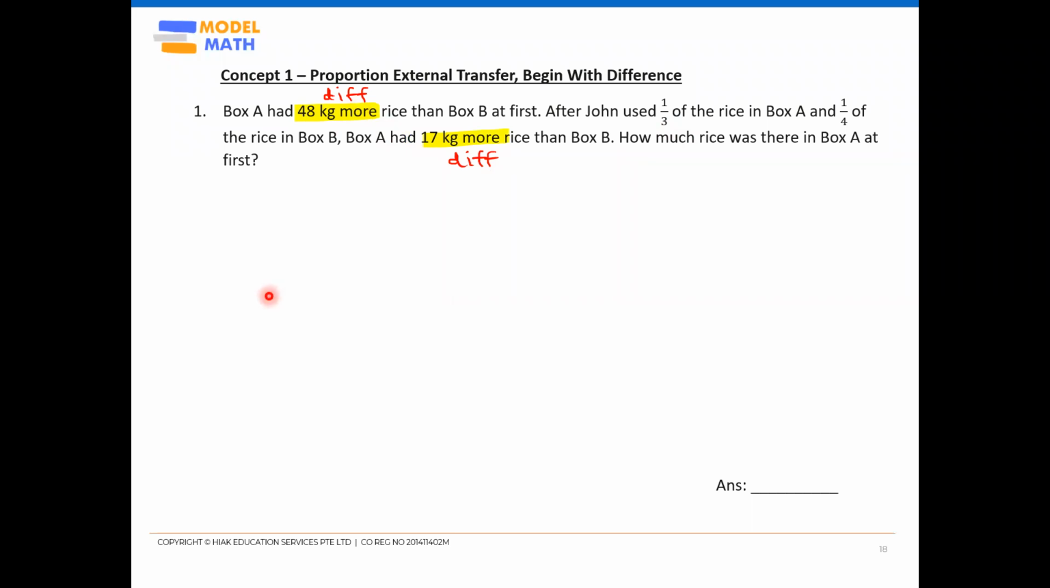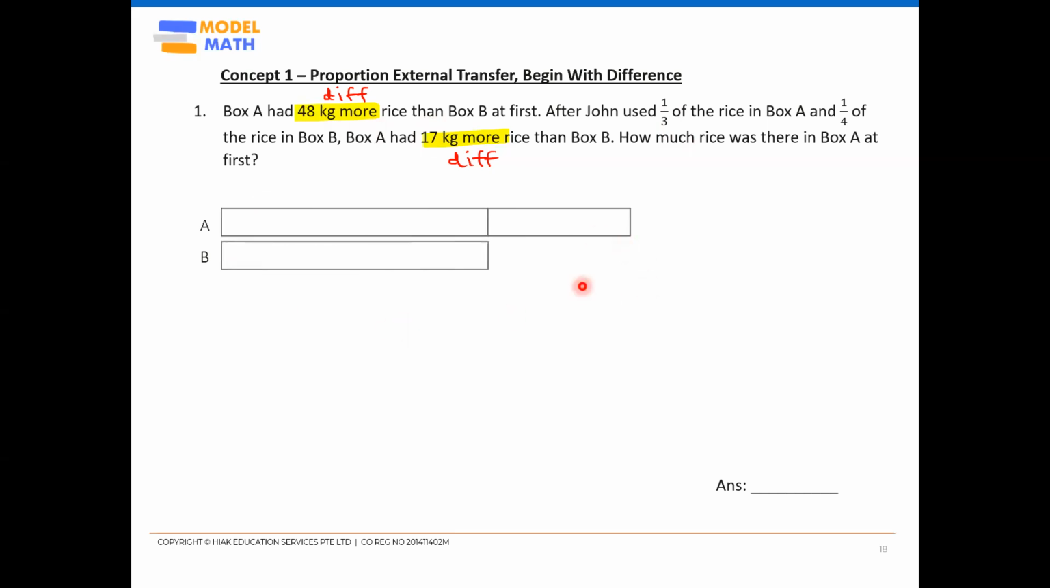Since you're relying on the model method, we would expect you to draw it neatly and draw it big enough. That's important. Otherwise, it will look very cramped and messy. So I start off with A having 48 kg more than B at first. That's the beginning. So A has 48 more than B.